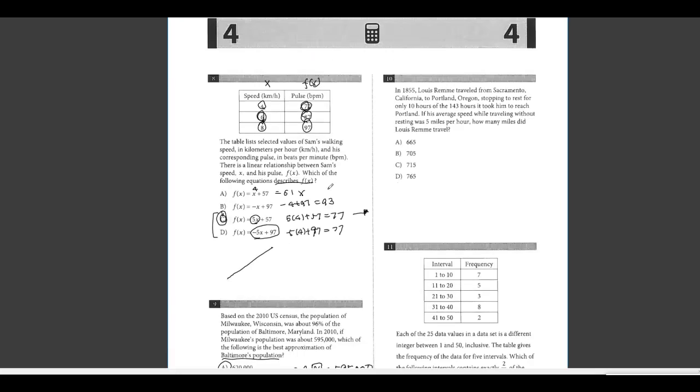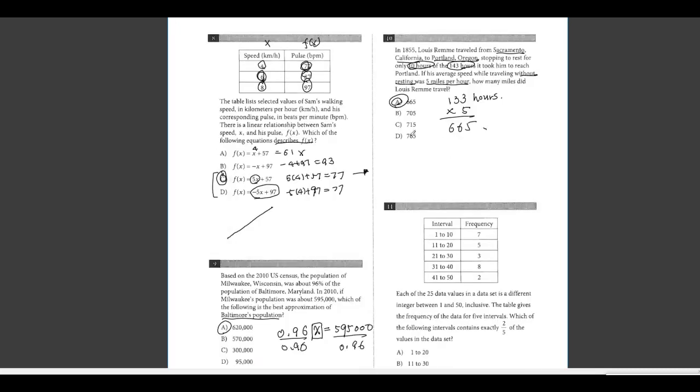All right, number 10. The guy traveled from Sacramento, California to Portland, Oregon, stopping to rest for 10 hours. The total takes 143 hours, so minus the 10 hours of rest, he traveled 133 hours without resting. At 5 miles per hour, so times 5, isn't it? That's 665. That is the distance.